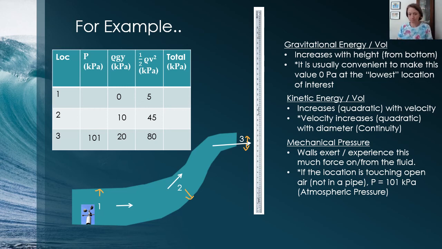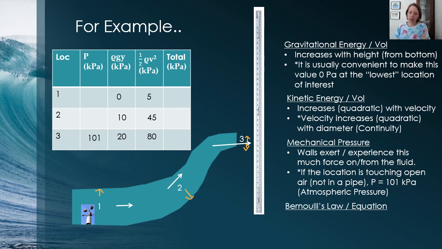This is one of the reasons why when you're doing these systems, you often want to choose one location that's either on the surface of water, like open, like a tank of water that's on the surface, or in a stream of water that's being squirted out of the pipe because you know the mechanical pressure at that location is always atmospheric.